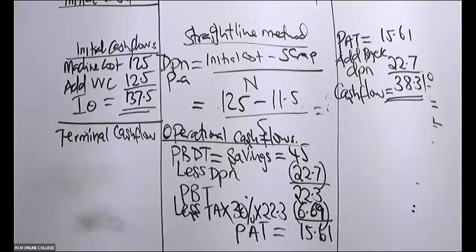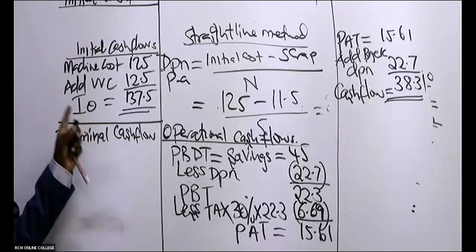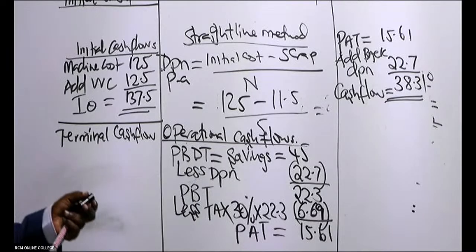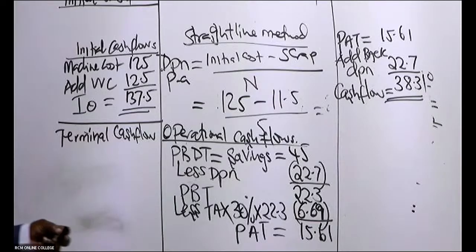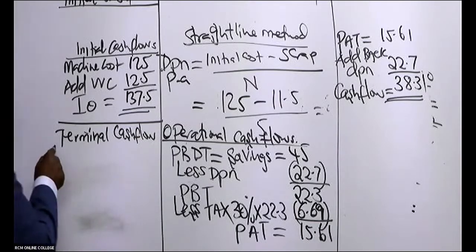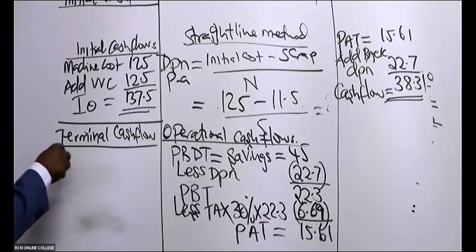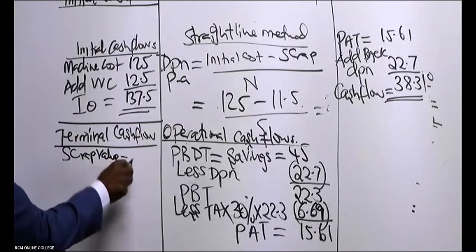So initial cash flow, we are looking at the cost of the machine and the working capital, because the machine can't operate itself. You need people, you need stocks. So IO stands for initial outlay or initial cash flow. It's good for you to be able to know this. Jacqueline already has been able to identify the terminal cash flows. They're normally two. Number one, we have the scrap value. Is there somebody who is able to remember this scrap value?